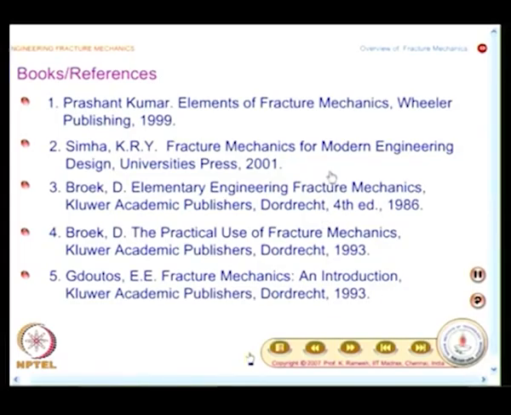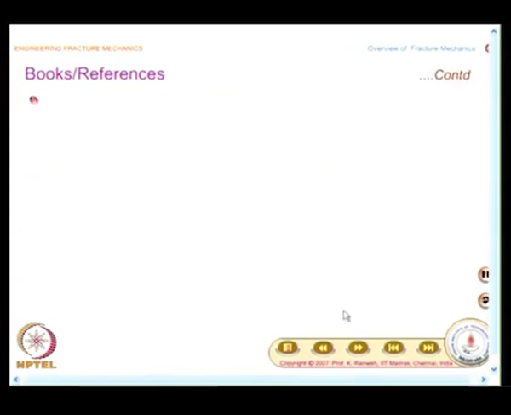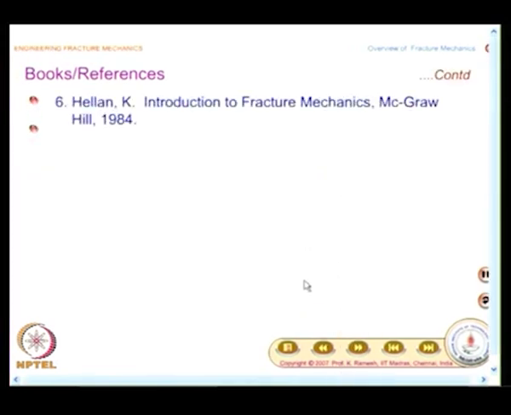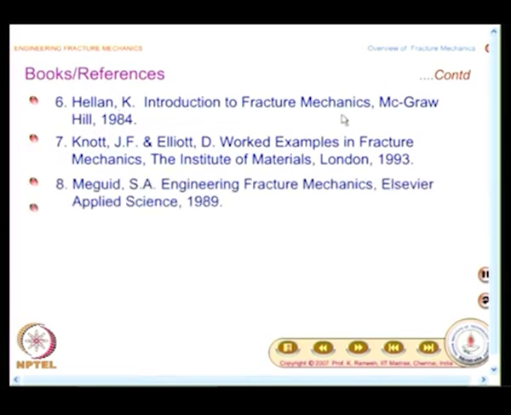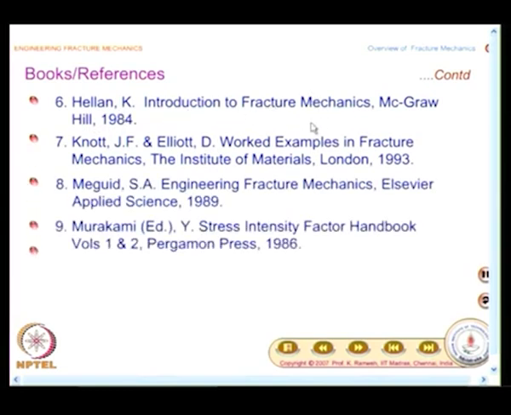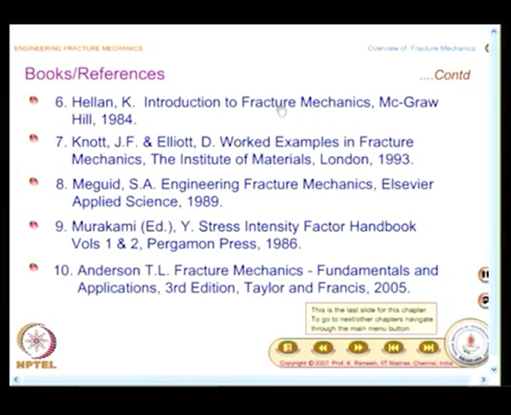And you also have several other books, these are also listed. There is a book by Hellan, this is on Introduction to Fracture Mechanics, this is highly mathematical. And there is a book by Knott, there is a book by Maygood, it is mostly on practical applications.